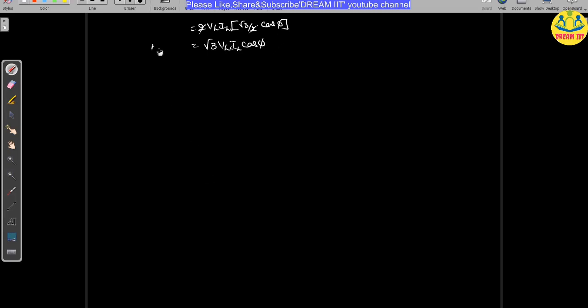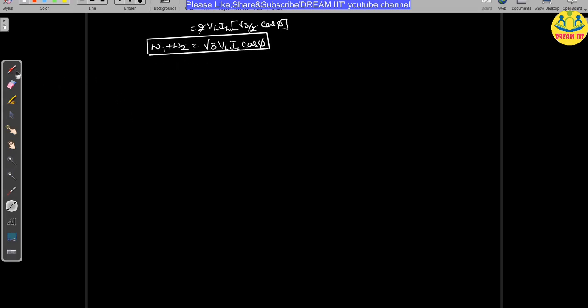So if you want to get the real power, what you have to do? You have to add the 2 wattmeters' readings. This is very important. There is also an experiment on this in your lab. This is an important formula. If you want to get the total real power, you have to take the addition of W1 plus W2.